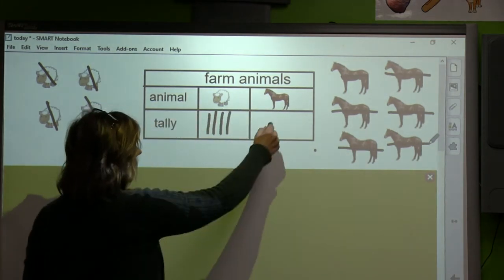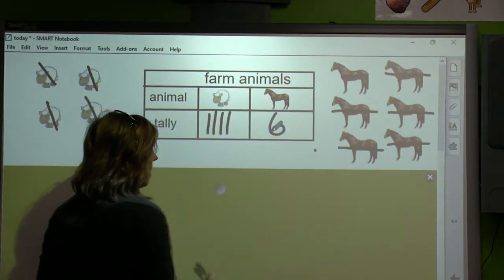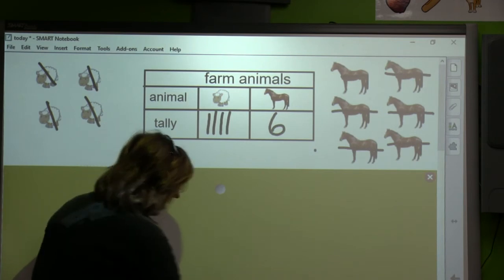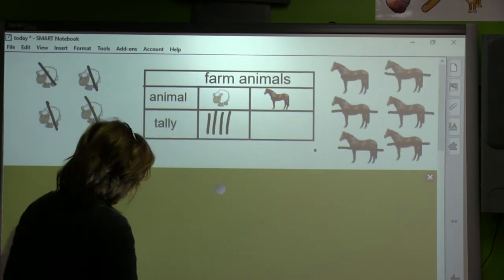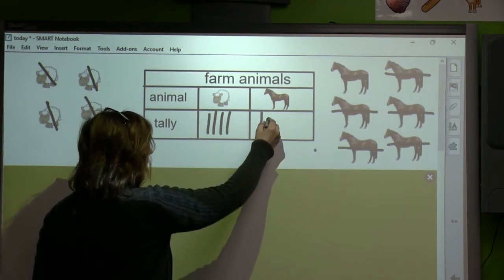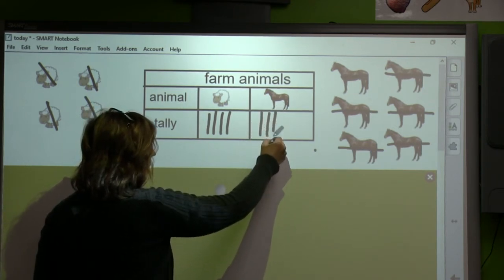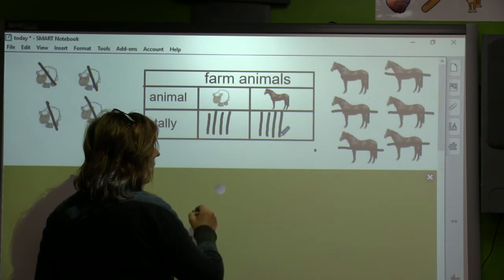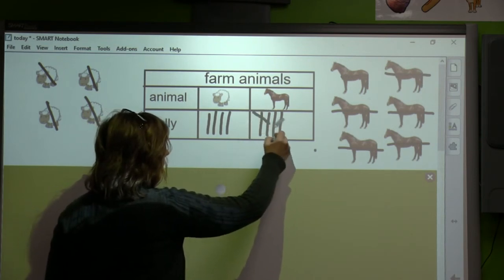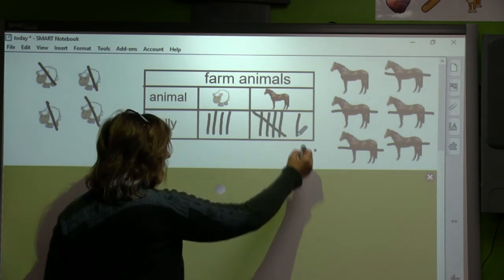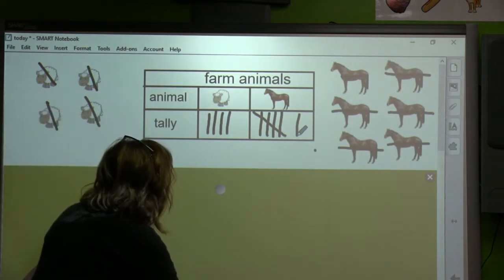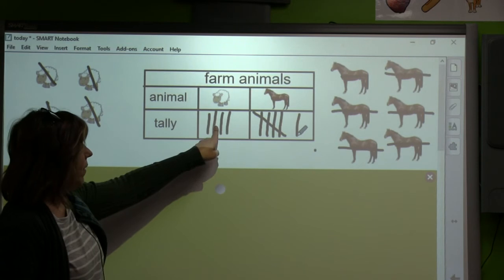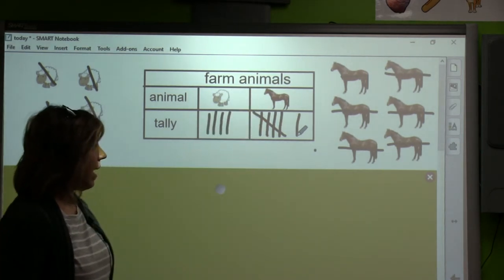6 horses. Remember, I'm not just writing a number 6. We're making tally marks. So that's not what we're doing. I've got to make tally marks to represent 6. So 1, 2, 3, 4. Do you remember? Cross it. 5, 6. There are 6 tally marks there. So now I know how many sheep I have and how many horses I have.